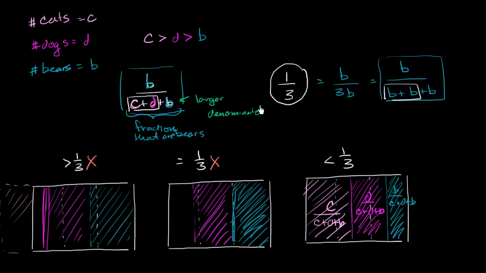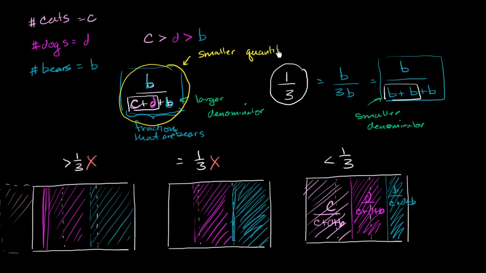This right over here has a smaller denominator. And since we know this has a larger denominator, this has a smaller denominator, they have the exact same numerator. They both have b as a numerator. We know that this whole thing must be a smaller quantity. If you have the same numerator, but one expression has a larger denominator, it must be smaller.